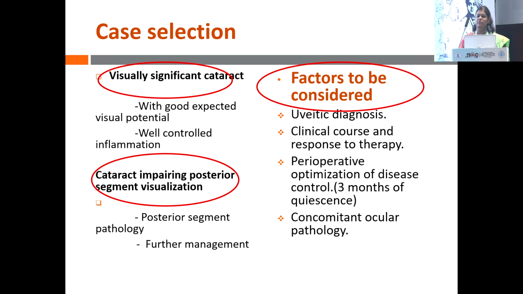One is the type of uveitis, that is the uveitic diagnosis, and the response of the patient to the standard therapy so far. So what was the clinical course? Then you have 3 months of quiescence. That is a standard rule which you don't want to break at any point, because you will suffer postoperatively when the inflammation is very bad. And always look for concomitant ocular pathology like optic nerve involvement and macular involvement.